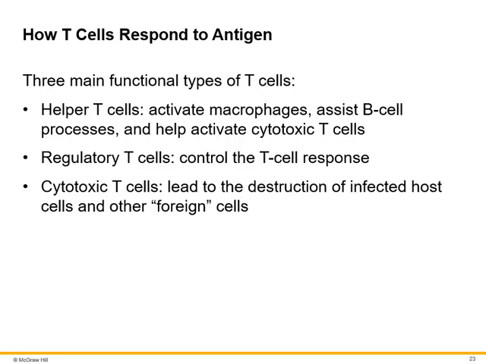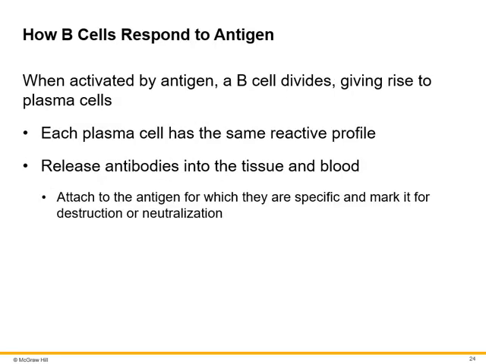The cytotoxic T cell then leads to the destruction of the infected host cell or other foreign cells, and basically they blow them up. They have perforins and granzymes, and they basically lyse the cells. And so those are our three types, and that's the cell-mediated immunity. The B cells make plasma cells, and the plasma cells release antibodies, and so this is the humoral immunity. They have different jobs: marking for destruction, neutralization, agglutination, all the things that we talked about. So that's a summary of what was on the chart earlier.